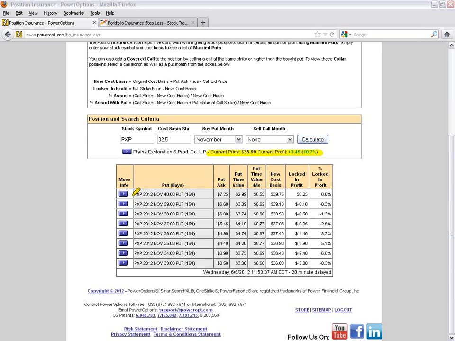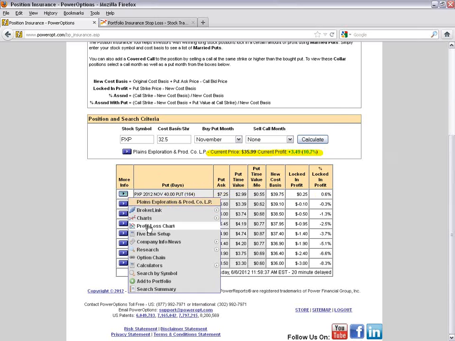And what I see here is if I purchase the November 40 put for $7.25, this is going to increase our cost basis to $39.75, but I've got a 0.6% locked-in profit, which means the position would now be bulletproof. I'm not locking in a lot of that 10.7% gain, unfortunately, right now due to the implied volatility and the high ask price for this particular put option. But now I have 164 days to continue to apply other income methods, and the position is already bulletproofed.